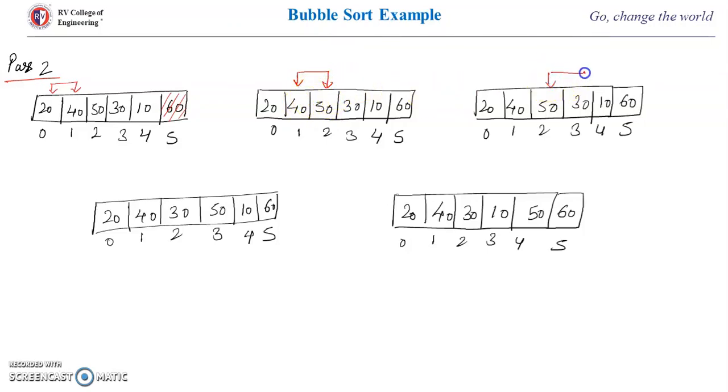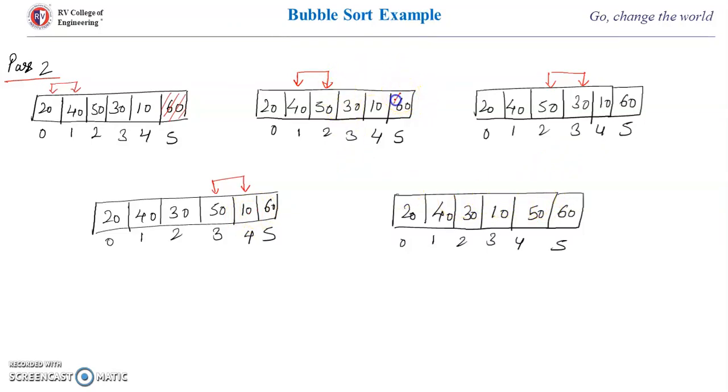So when we compare 2 and 3, you can see array 2 is greater than array 3. That means we need to swap, and after swapping, 30 will come here and 50 will come here. So you can see 30 has come here and 50 has come here. Now the next 3 and 4 will be compared. That means if array 3 is greater than array 4, definitely it is greater than this. So we need to swap, and after swap this will be my array.